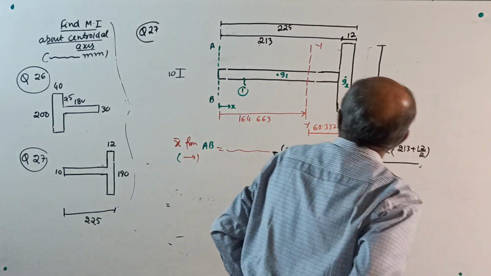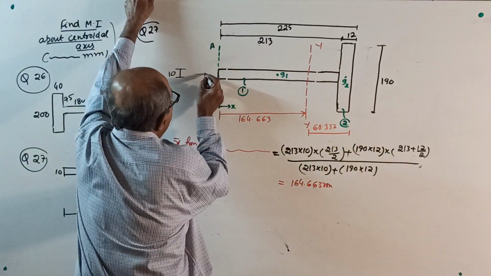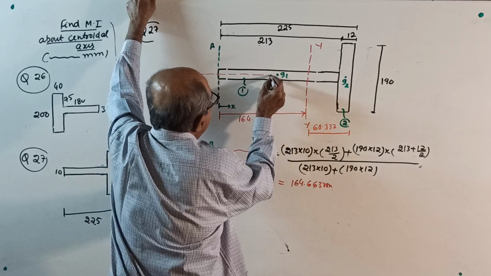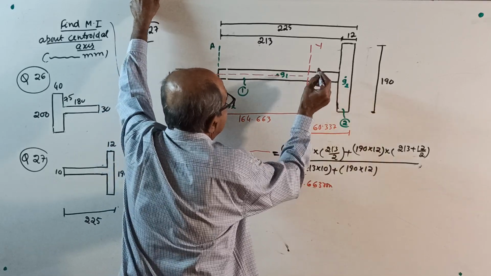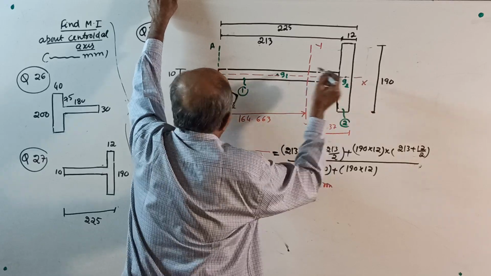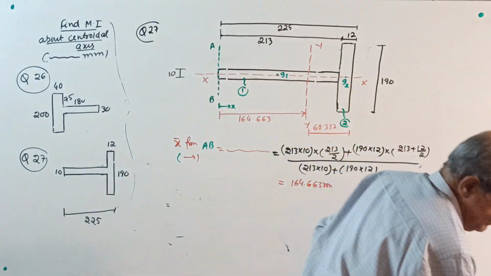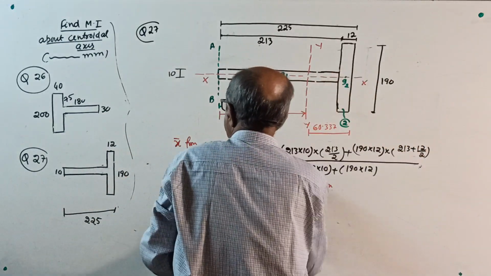Okay. Now, xx, yy. Where is xx? No calculation. I told you, directly mark the xx axis through the centroid. It will pass through the centroid of both. Okay, start. Now, I will remove this calculation. I will go for the moment of inertia calculation.